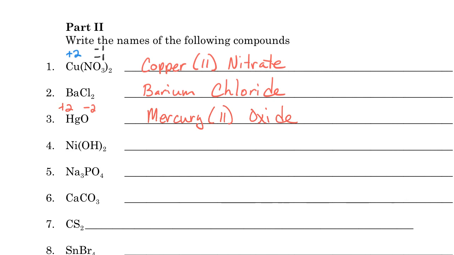Again, we're looking at nickel. Nickel is one of those transition metals. The hydroxide, each hydroxide has a -1 charge. I've got 2 of them. So that gives me -2. So I have 1 of the nickel, so that nickel must be a +2. So this is going to be nickel 2 hydroxide.